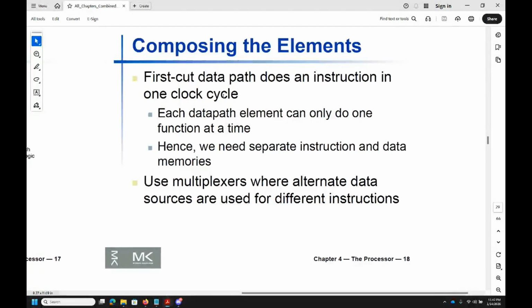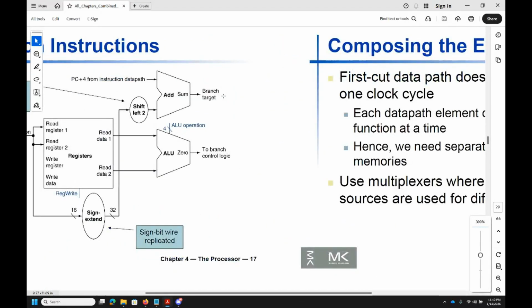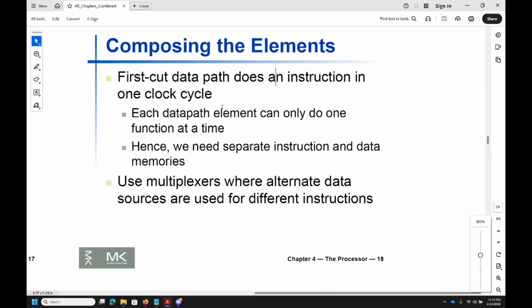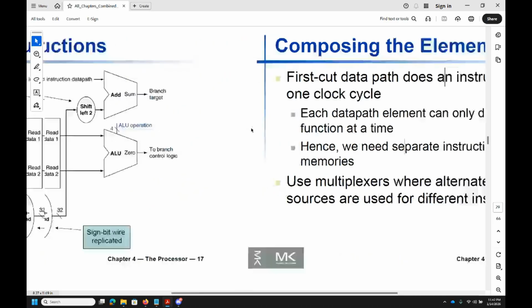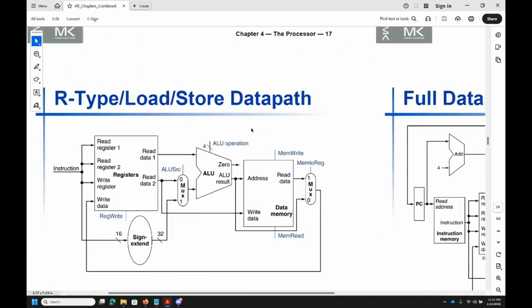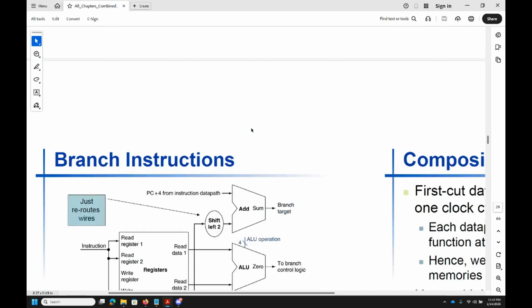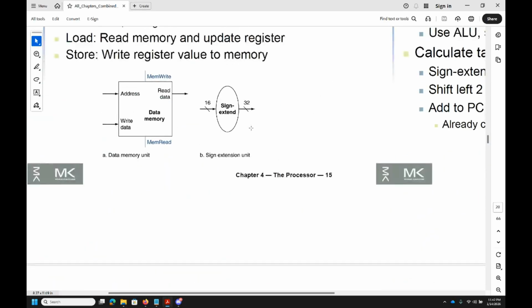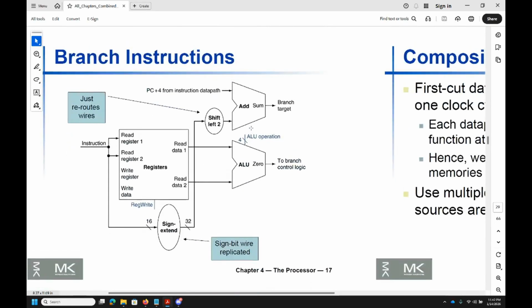So, first cut data path. This is a basic data path that we have here now. It can do one instruction in one clock cycle. But the problem is, what if you need to read some data and write some data in the same clock cycle? Ideally, we want all our instructions to take one clock cycle, correct? We need one clock cycle for every instruction. But what if there are instructions that involve loading and storing data?